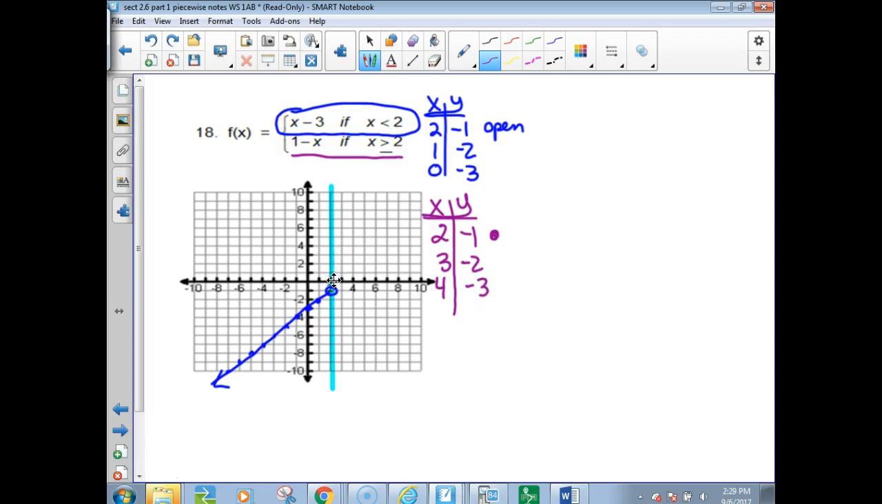Did anybody see something interesting that happens on this one? One has an open hole at 2, -1. The other one fills it in. So you will fill in your open hole with the second part. And then this one just steps down 1, right 1. That's how the hole can get filled in.